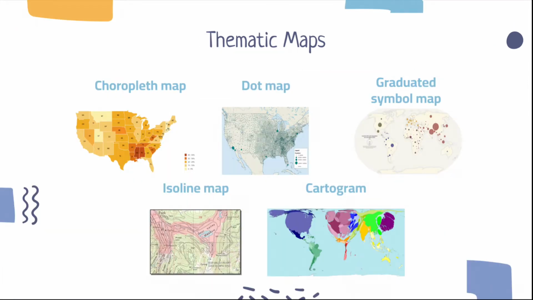Thematic maps show spatial aspects of information. Some examples of thematic maps are choropleth maps, dot maps, graduated symbol maps, isoline maps, and cartograms. Choropleth maps use color to represent certain data. Dot maps use dots to express a particular geographic feature. Graduated symbol maps use symbols of different sizes to indicate different amounts of something. Isoline maps use lines on the map to connect data points of the same value. And finally, cartograms alter the geographic part of a map to represent the data.